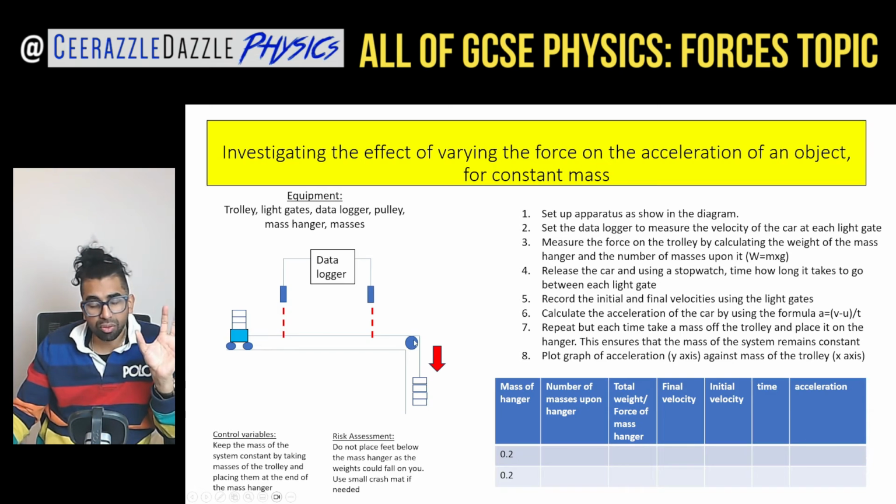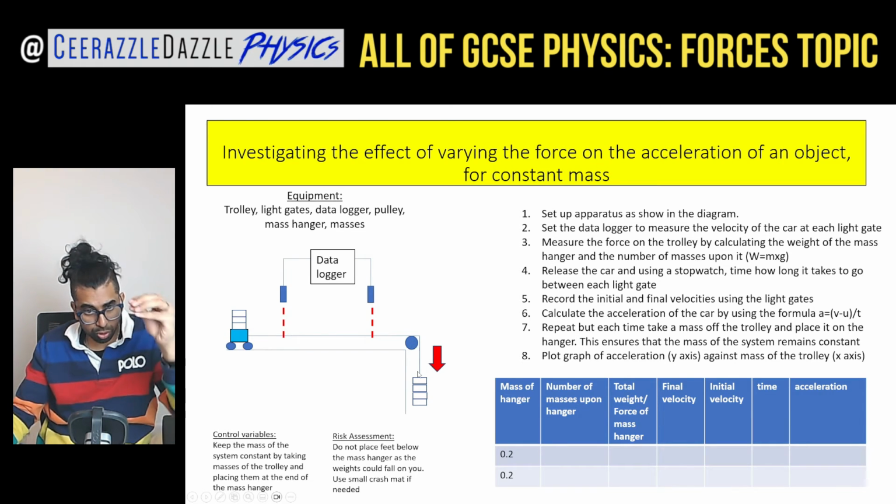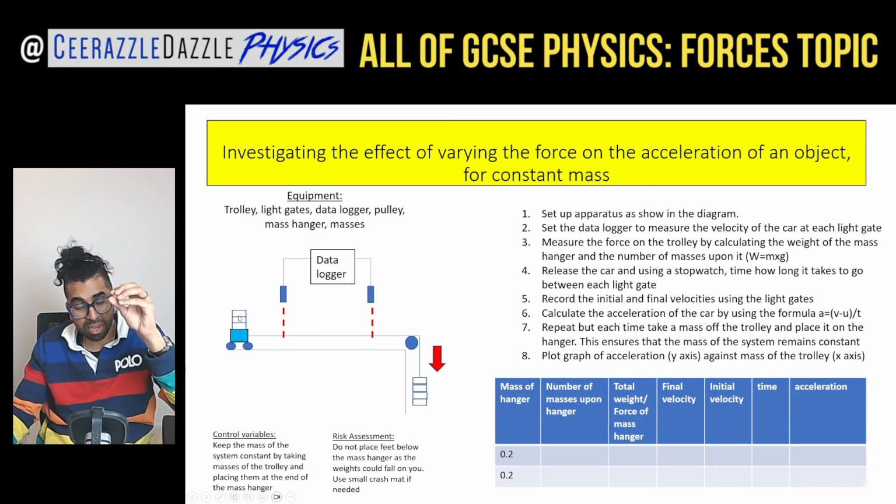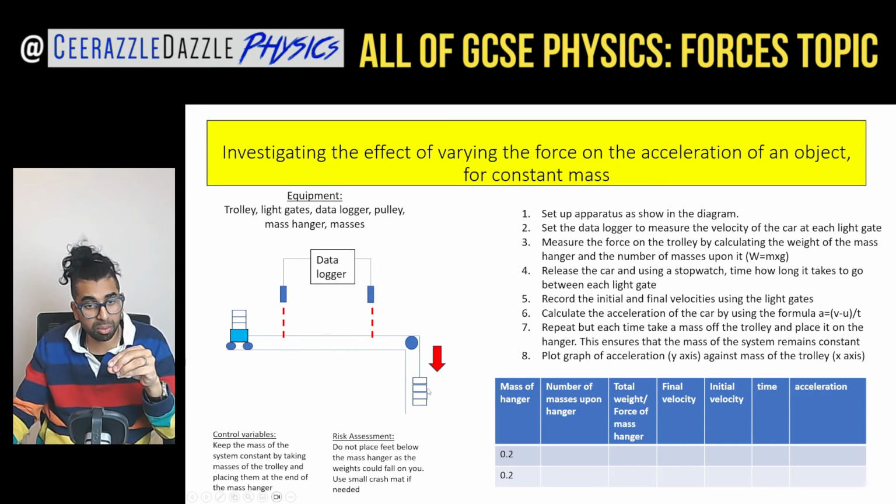Right, we're looking at how the force pulling down, don't forget the force which is pulling down will be the same as the force pulling across, and how that affects the acceleration. We're going to keep the mass of the entire system constant by taking masses from the top of the car and placing them over here. That's how we're going to keep the mass constant.